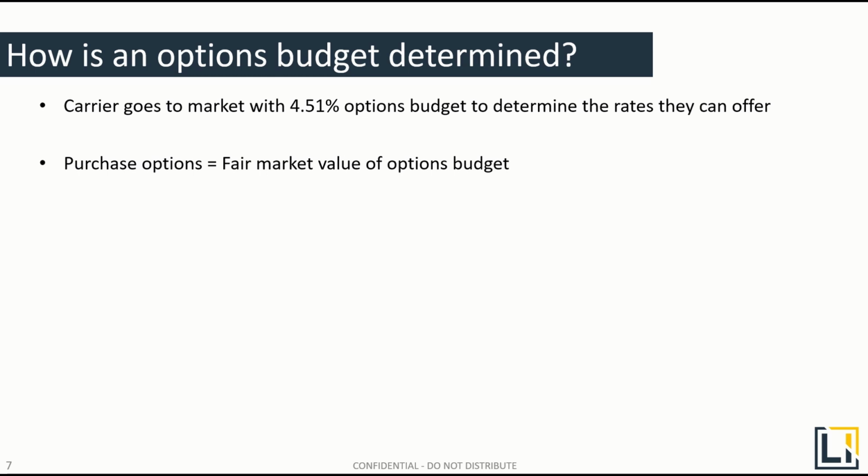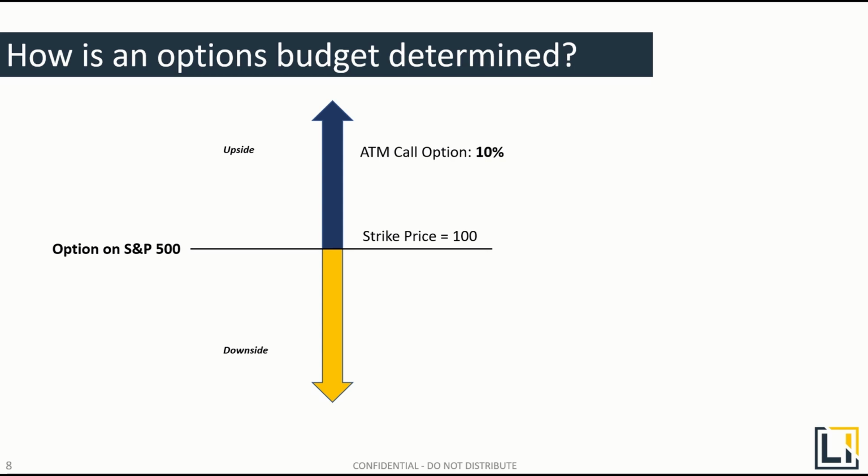The carrier will start by buying what's called an at-the-money call option on the S&P 500 using the budget we determined above. The current cost is 10% for an at-the-money call option on the S&P 500. However, if you remember our option budget from before of 4.51%, this option cost for an at-the-money call option exceeds it. The carrier doesn't have enough of an option budget to provide unlimited upside potential on the S&P 500 with the 10% option cost. They only have 4.51%. They have to limit the upside exposure for the client in order to keep the cost of the options in line with the option budget.